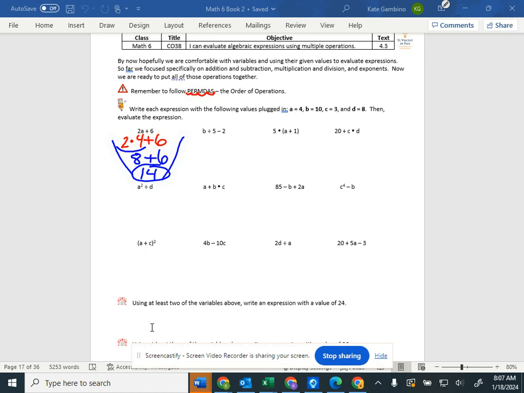Let's look at our next one. B divided by 5 minus 2. What's our first step? Yeah, I have to write the expression with my numbers. I see B is 10, so 10 divided by 5 minus 2.